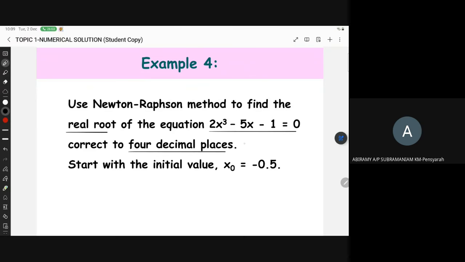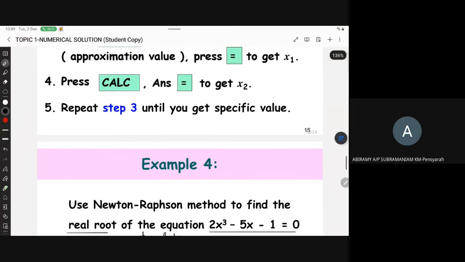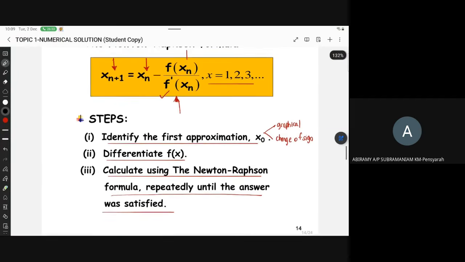Now, please bear in mind for this chapter, when we are given 4 decimal places, the calculation should be more than 4 decimal places. The final answer will be 4 decimal places. So this is for your final answer. Make sure your calculation is to more than 4 decimal places. Now let's look at the steps suggested in our lecture notes.